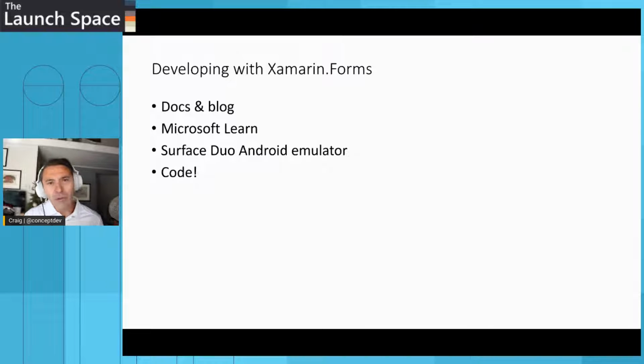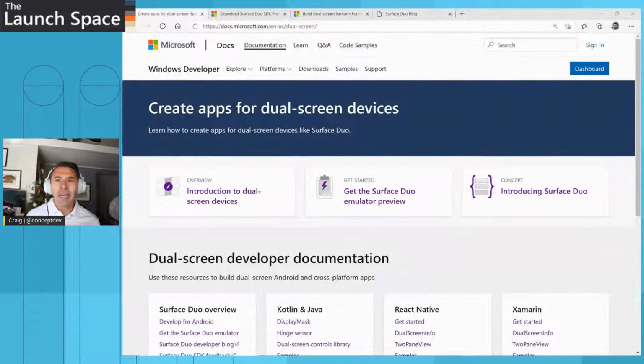So that's a quick look at what you can do to your application's user experience to take advantage of dual screens. For the rest of today, we really want to focus on how you can do that with Xamarin.Forms. So I'm going to quickly look at some of the content we have available to get you started and look at how you can get the Surface Duo Android emulator, which is available for free, so you can start today. And then Shane's going to walk through some actual code, which is always going to be the most fun stuff. So let's quickly go over to the docs site and see where you can really get started.